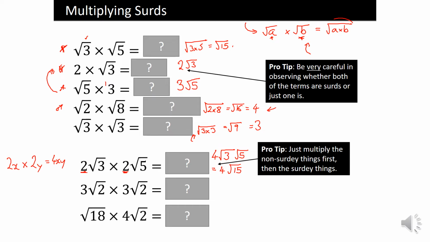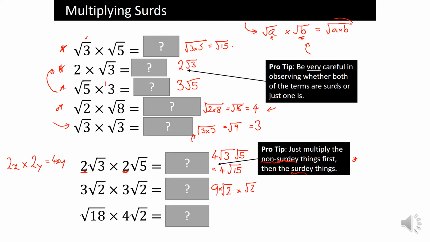Okay, so next one down, just drawing your attention to this rule here. Multiply the non-surdy things. I'm not sure surdy is the correct word, but you'll know what I mean. Multiply the non-surdy things first, and then the surd things. So non-surdy things, we've got 3 and 3. So we times them together and get 9. And then for the surd things, we've got root 2 times root 2.